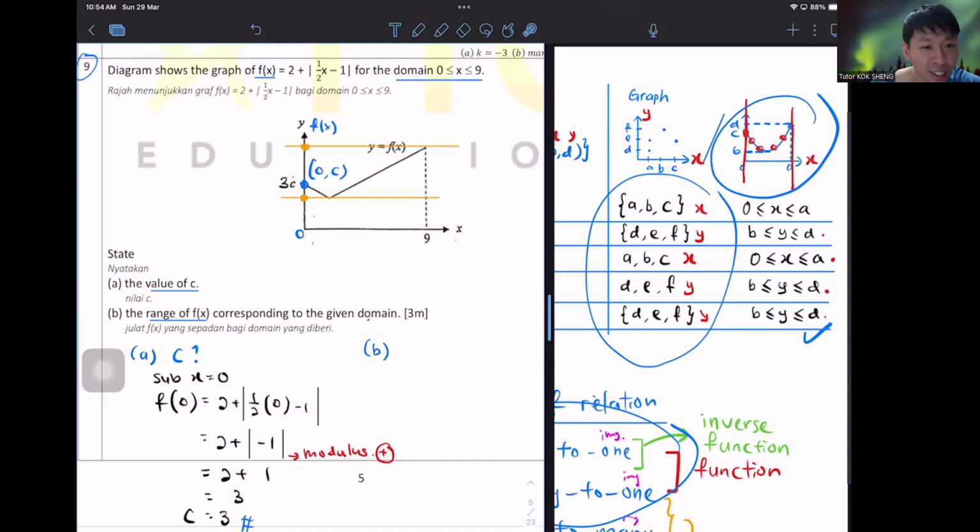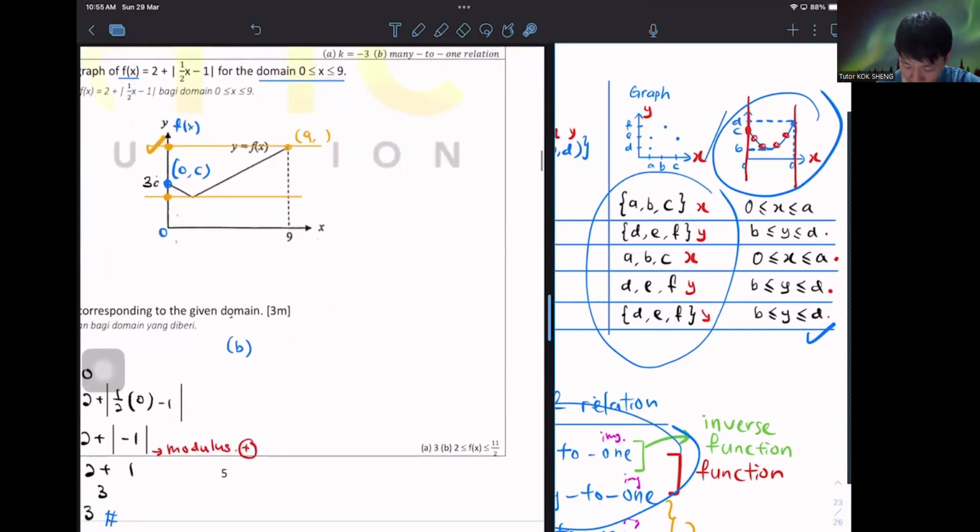One of these should be quite easy to find. This one you can look at this point here. At this point you're given the 9 already as the x. So you can sub the 9 into the x, which is the object, and find the y, the f(x). You should know the number here.